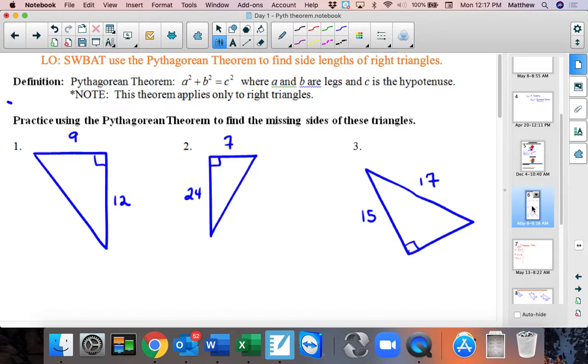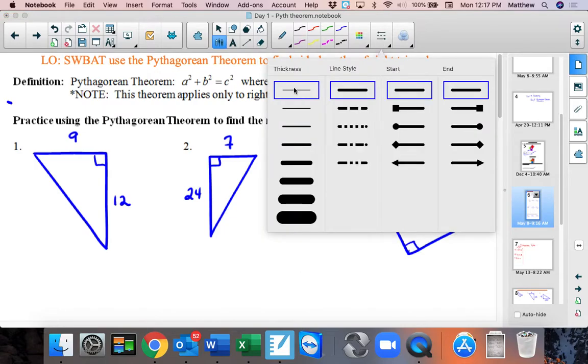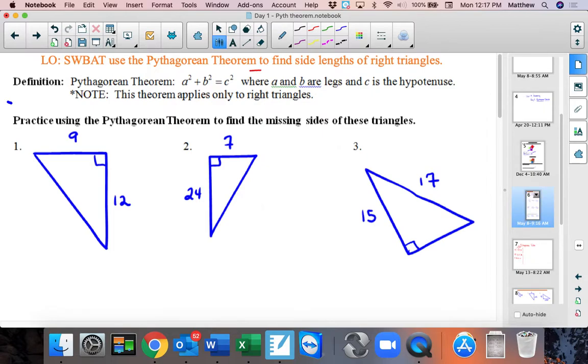I think it's super helpful to always label, and since these are all in blue, I will label in red. Which side is A, which side is B, and which side is C, because our formula depends on where A, B, and C are. After you get the hang of it, you don't need to label it, but I think it's helpful to begin with. So I notice there's my right angle, so I know the side opposite is C. I think that's the best way to always make sure you know what side is C. So I'll label this side A and this side B.